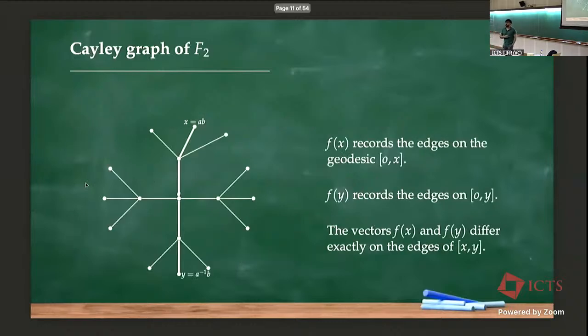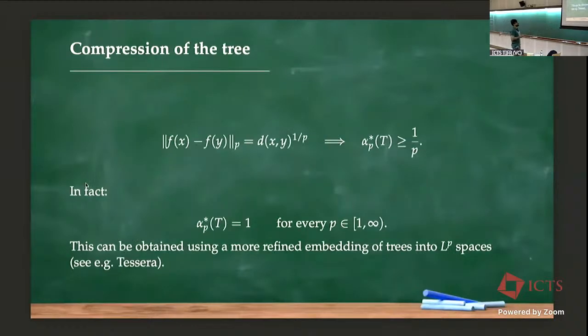Good. So that's the picture that you see here. So fx just records the edges on the geodesic. Fy does the same for the geodesic between the root and y, and the vectors differ exactly on this. So what I'm trying to say is basically that since this is equal to the p-th root of the distance, then the LP compression exponent is going to be at least 1 over p.